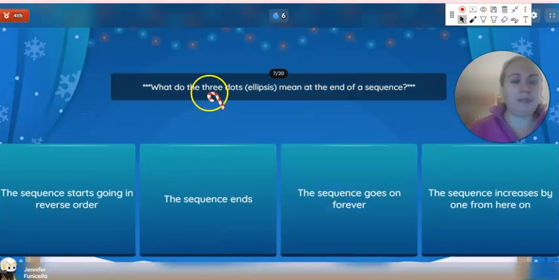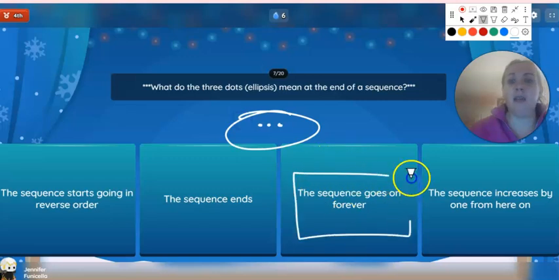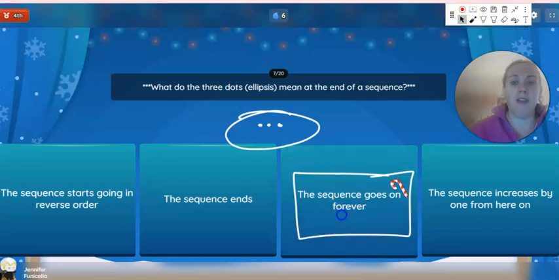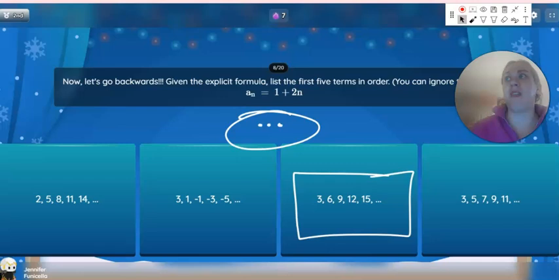Question 7. What do the 3 dots, which are called ellipses, that you'll notice at the end of a sequence, mean? The sequence starts going in reverse order, the sequence ends, the sequence goes on forever, or the sequence increases by 1 from here on. So these 3 dots tell us that sequence is going on and on. It is not stopping at this pattern. It is going on forever. Beautiful.